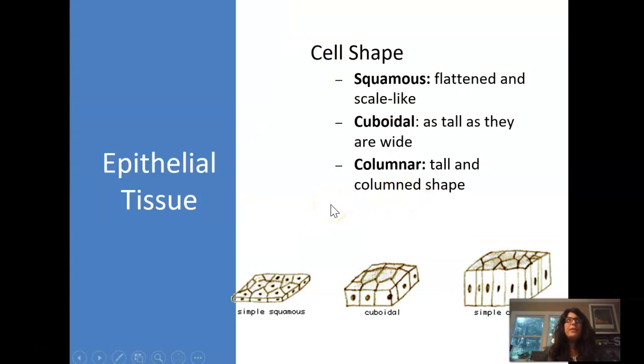We name epithelial tissue in 2 different ways, according to the cell shape and according to how many layers there are. There are 3 general cell shapes. There's simple squamous, which a squamous is going to look like a flattened scale-like cell.